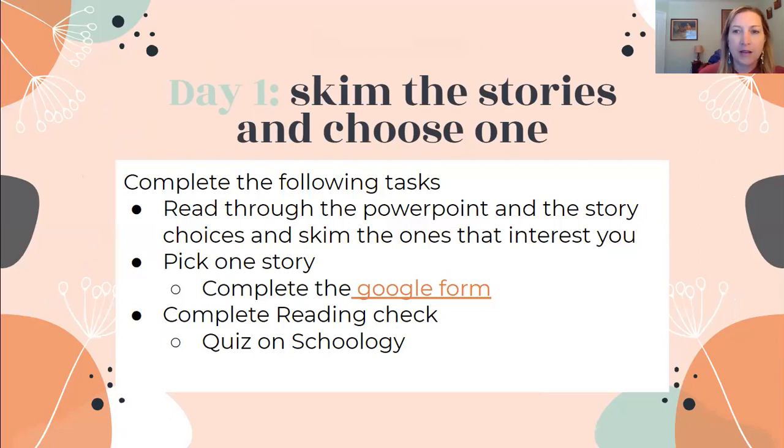And step 1 is basically choosing the topic for your research project. And in this case, the topic will be a short story, and that will be your primary source. So on the first day of this unit, you're going to skim through several stories that we've provided for you. And then you're going to choose one that you like to really read a little bit more closely, commit to that story by completing a Google form, and then doing a basic reading check quiz on Schoology to help us understand how much you get from what you're reading.